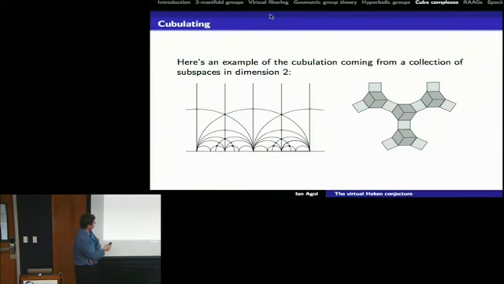So this is an example of how Segev's construction works. Are there examples where the cube complex that you create in this way has arbitrarily high dimension?